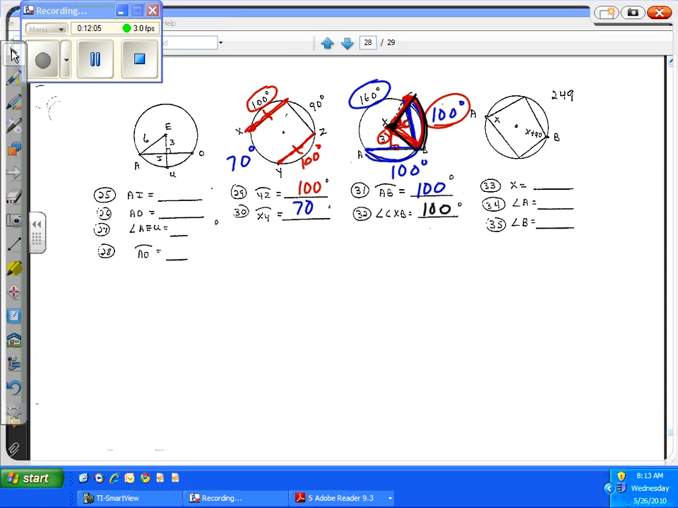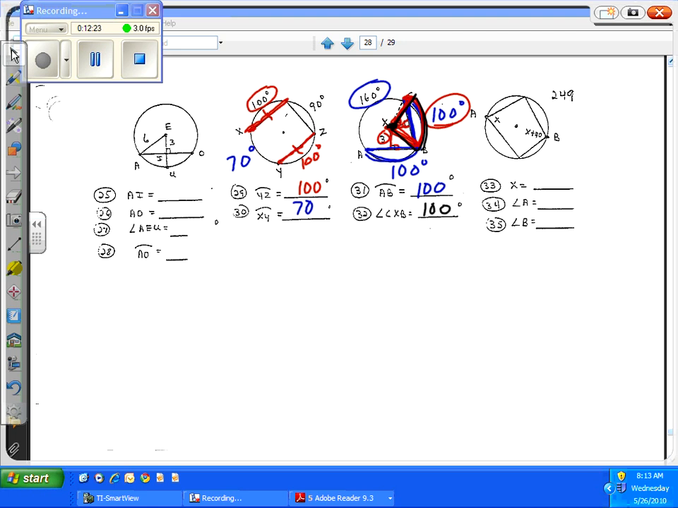Number 33 through 35, we have, and this 249 is the page number, by the way. Sometimes when I have page numbers close to problems, people think that that's a part of the problem. It's not. That arc out there is not 249. That's page 249 that we're on.